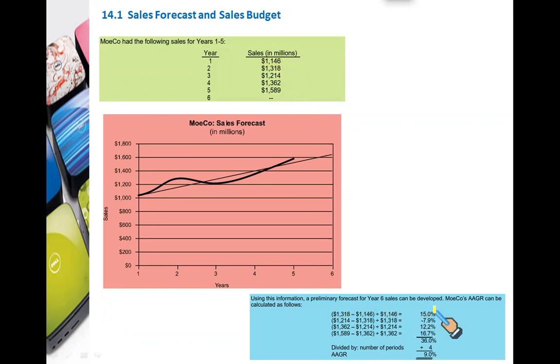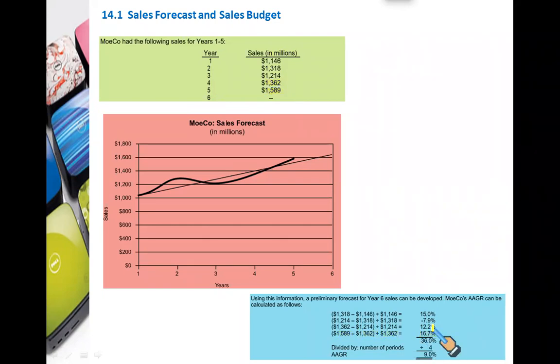What about the next year? In the 3rd year, sales fell to 1214, all in millions. Year 2 was 1318. So 1214 less 1318 upon 1318, which is the 2nd year, the base year, you get negative 7.9%. That means there has been a negative growth in sales. And similarly, in the 5th year, 1589 less 1362 divided by 1362, that is the base year for year 5, and you get a percentage of 16.7.